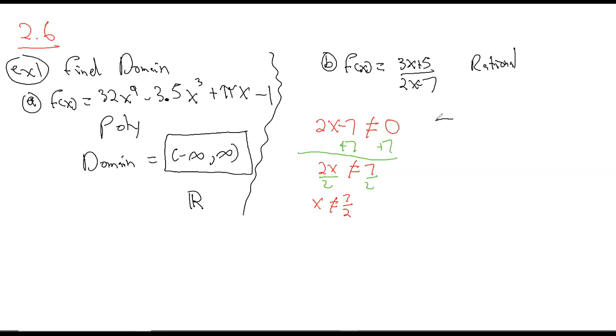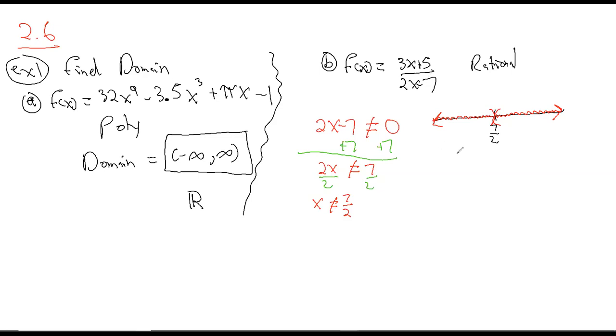I actually want to draw this one on the number line. Here's 7/2. And we're saying everything works except for this. So in red will be the solution. So all the numbers to the left of 7/2 work. All the numbers to the right of 7/2 work. But 7/2 does not. There's a hole here. So you can put a little hole, or you can surround it with parentheses facing the opposite directions.